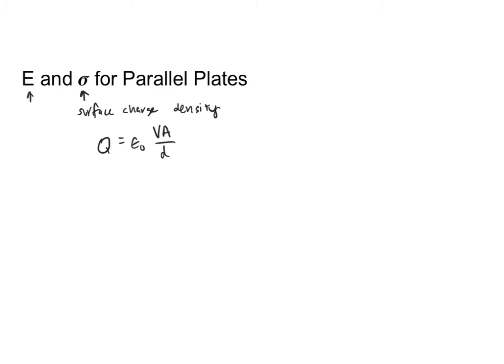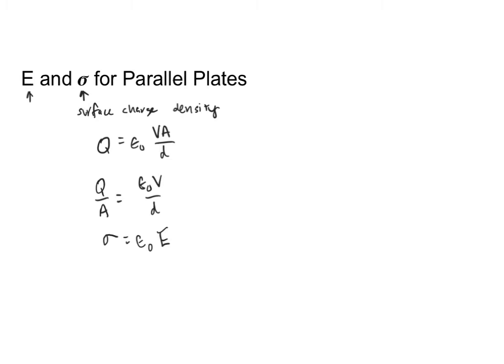distance. And what I'm going to do is divide both sides of my equation by area. So what I get is that Q over area, charge over area, is equal to epsilon naught times voltage divided by distance. Q over area is going to be sigma, my surface charge density. And from the previous slide, we know that V over D is equal to my electric field. So sigma, my charge density, is going to equal epsilon naught times the electric field between the plates.